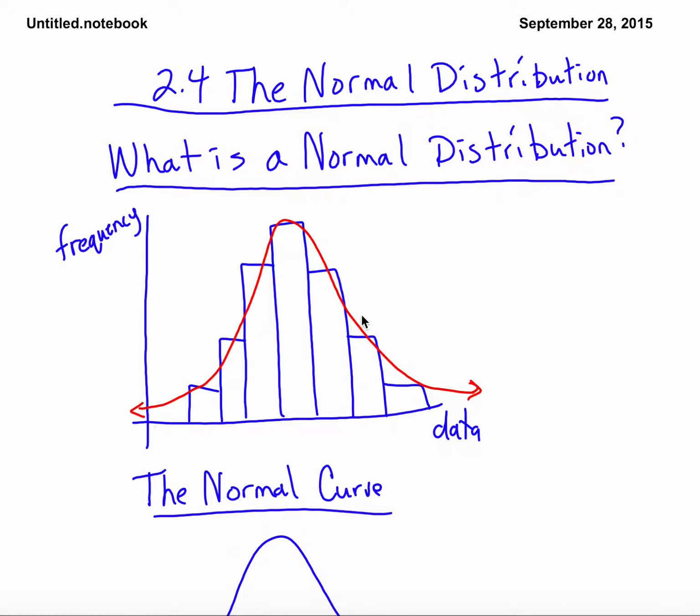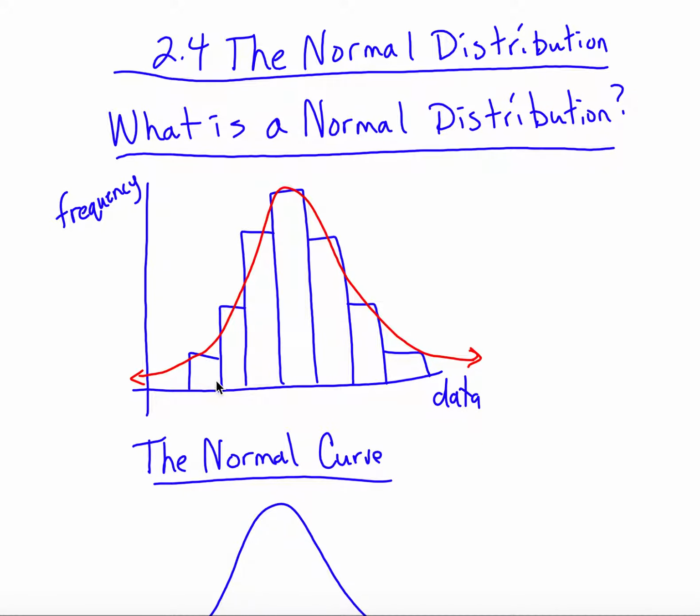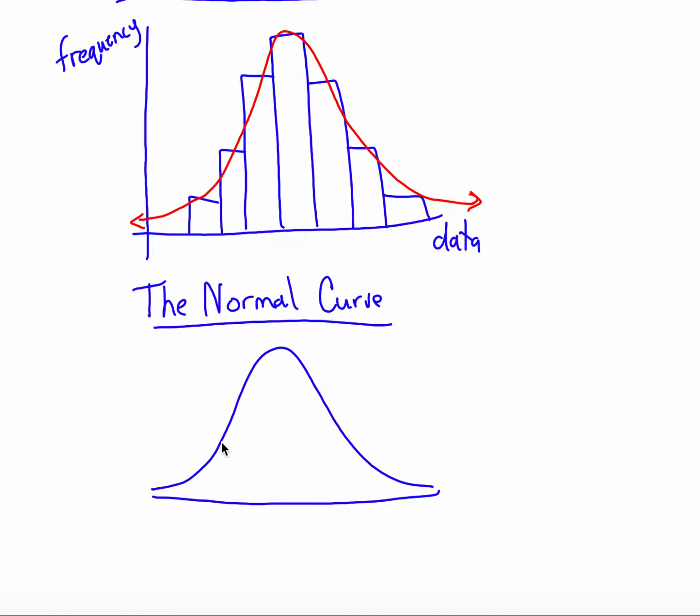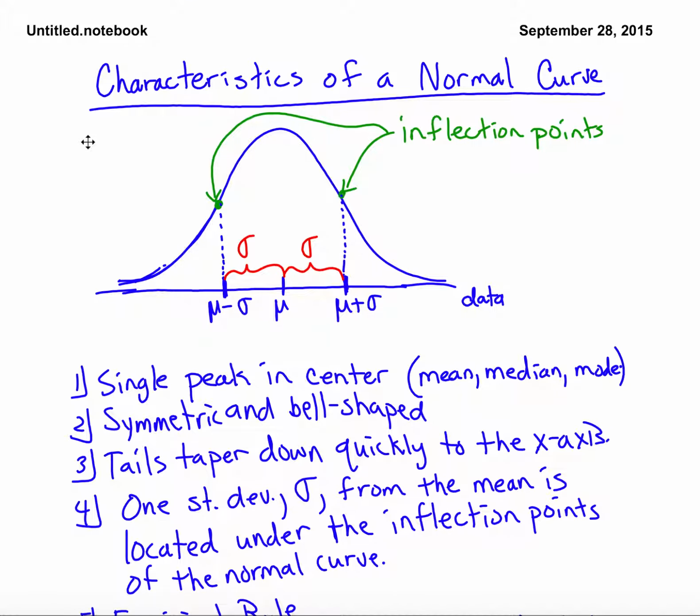From data, we can get this histogram and then we can fit a curve above it. And that curve that we fit is called the normal curve. Notice the normal curve does not cut across the axis. It basically stays along the axis. It'll get closer and closer to the axis, but it has this basic shape, and we call it a bell-shaped curve because it kind of looks like a bell. So what we're going to do is talk about the characteristics of the bell-shaped curve.